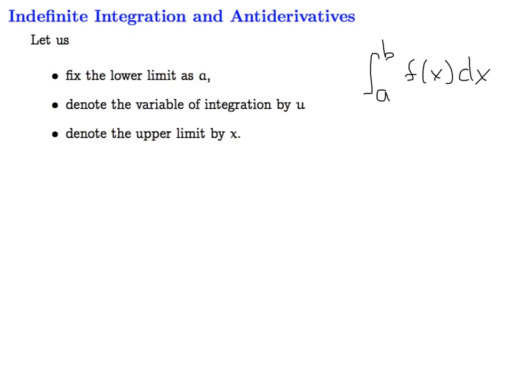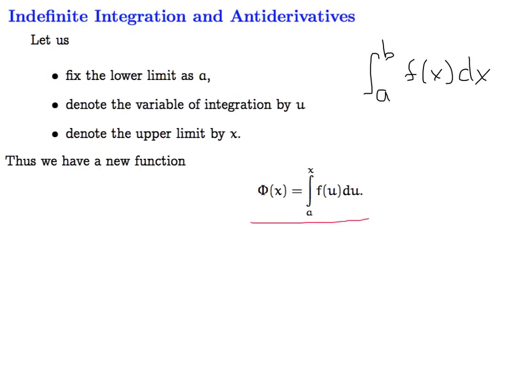So even though our integral originally had two things to think about, what we're going to do is fix the lower limit as a, denote the variable of integration by u instead of x, and denote the upper limit by x instead. And so this all comes together for this new function we're going to define. This is the Greek letter phi, so phi of x will be the integral from a to x of the function f of u du.